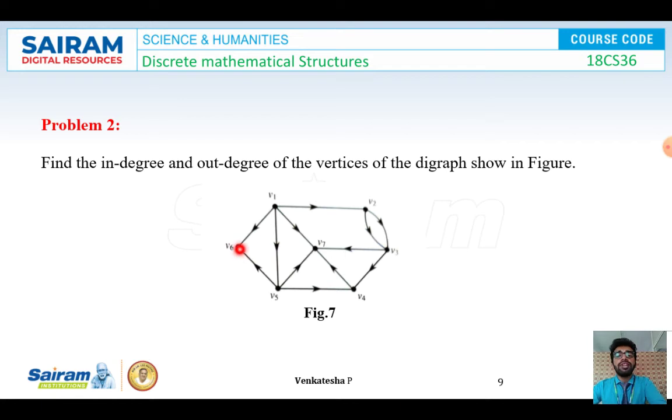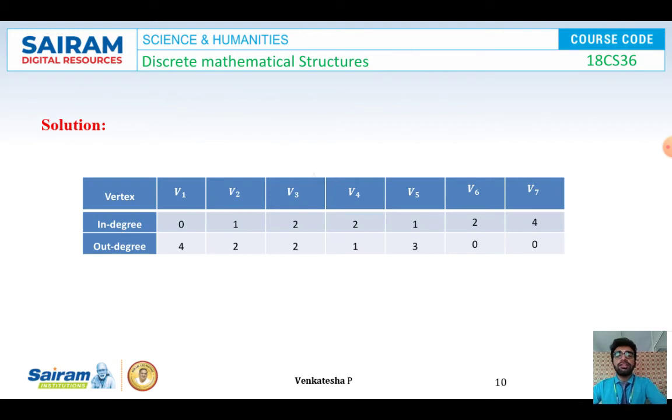At vertex v6 we have 2 in-degrees and 0 out-degrees. At vertex v7 we have 4 in-degrees and 0 out-degrees. The same thing can be explained in a tabular column like this.